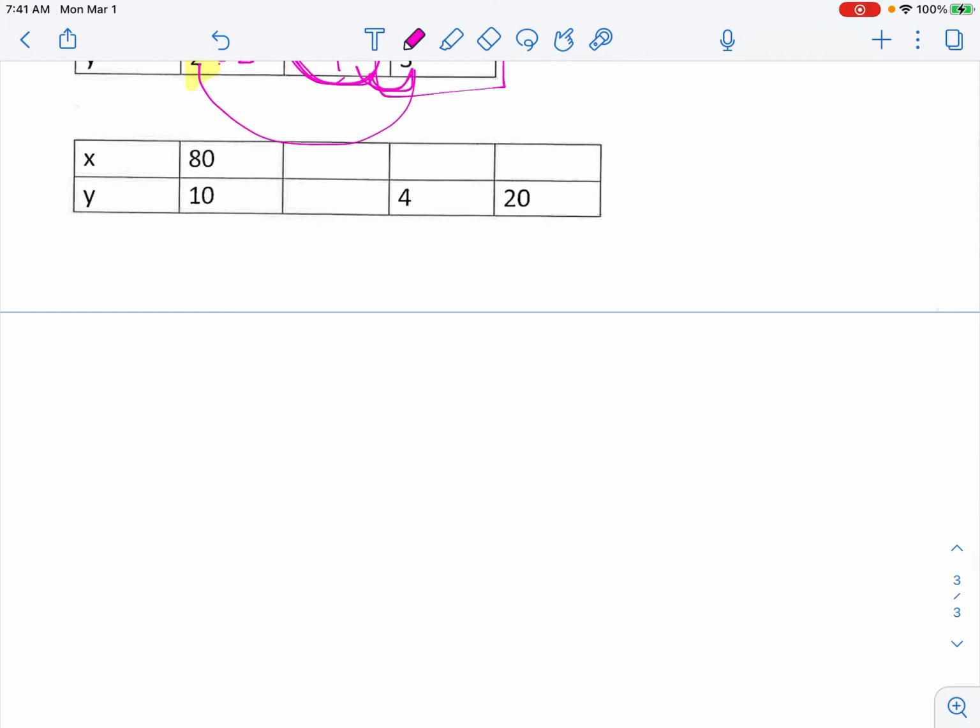Last one, always reduce first if it's not already reduced. So first I'm going to divide 80 by 10. And I'm going to divide 10 by 10. So now this is the ratio we're going to focus on to find all of our missing terms. So 1 times 4, 8 times 4. Go back to the original ratio. 1 times 20, 8 times 20.